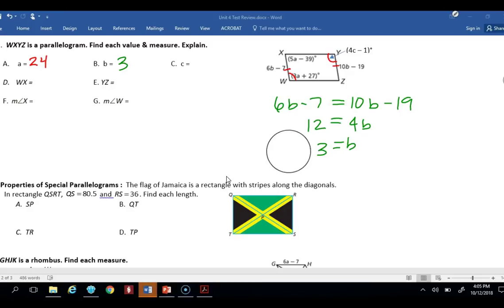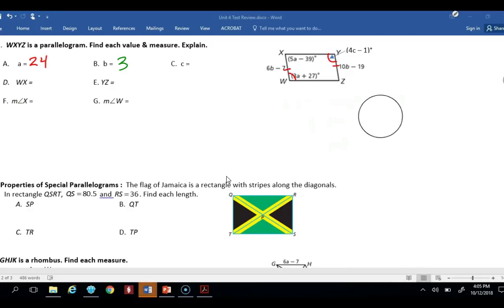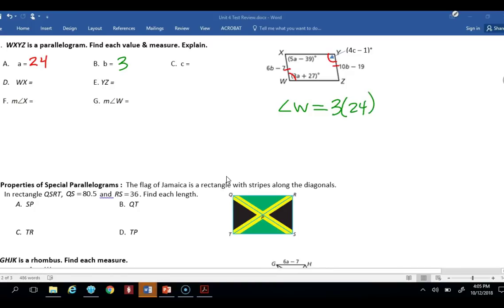Then we have to solve for c. Now to solve for c, I'm going to have to solve for angle W. And we had that a was equal to 24, so we can solve for angle W. The reason we have to solve for angle W, by the way, is because it is congruent to angle Y. And the measure of angle Y is 4c minus 1. So we're going to do 3 times our 24, and then we're going to add 27 to that. 3 times 24 plus 27 equals 99.